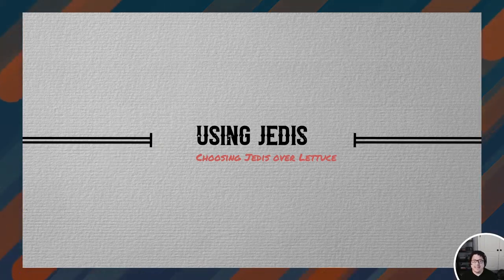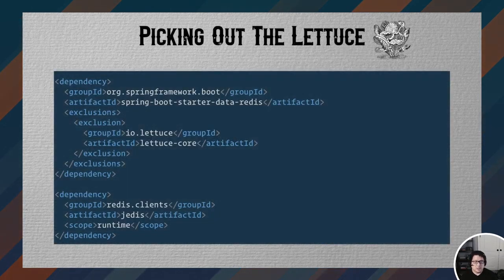To do so, we need to add an exclusion to the Spring Data Redis dependency in our Java Maven POM. And so to pick out Lettuce out of our dependencies, we need to modify the Spring Boot starter data Redis and add an exclusion for the Lettuce core dependency. And I'm also adding the Jedis dependency under that.